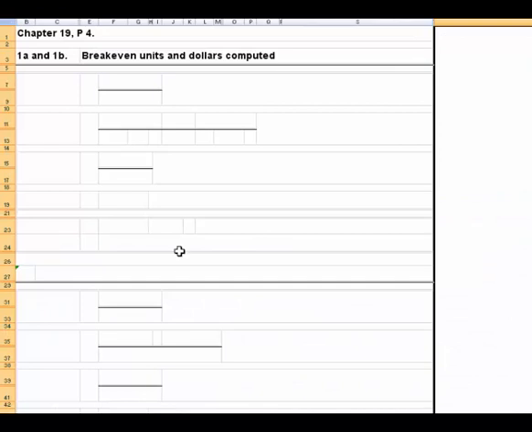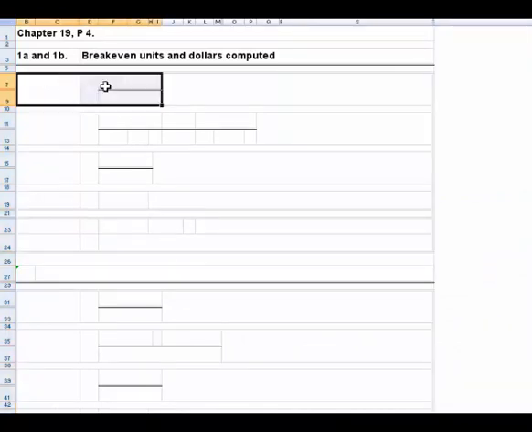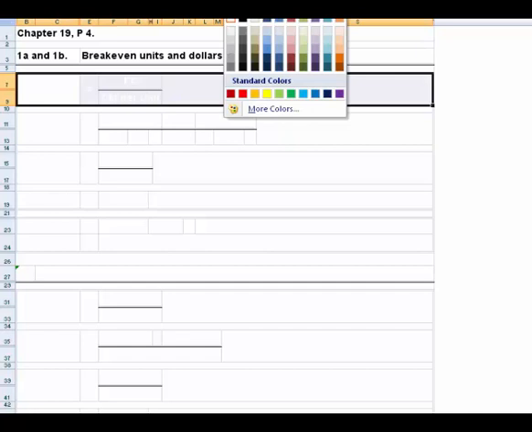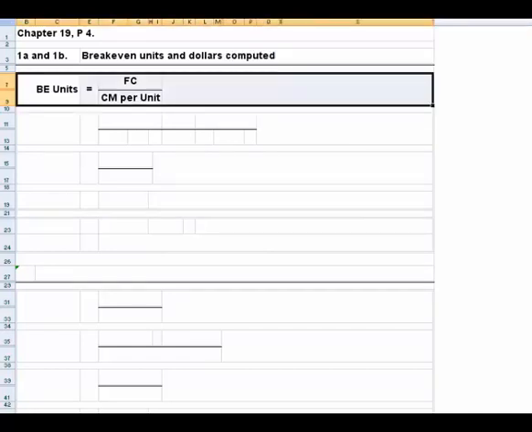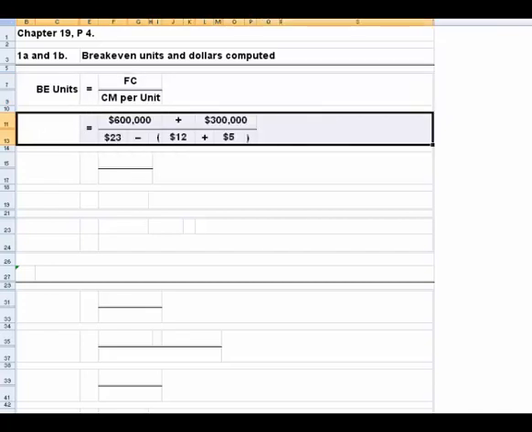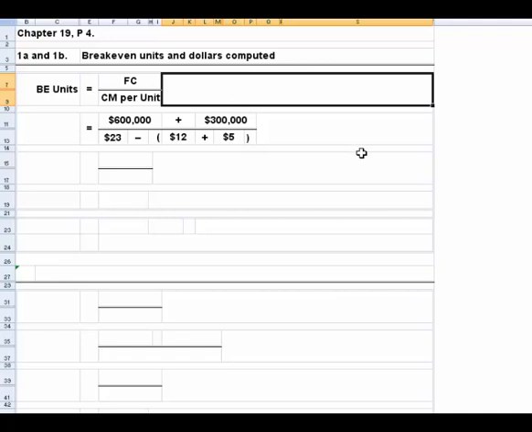Now, I've done this ahead of time, so all I'm going to do is bring it to light for us. So let's turn this into black lettering so that you can read it. Break-even units is computed by taking the fixed cost over the contribution margin per unit. So the fixed cost was $600,000.